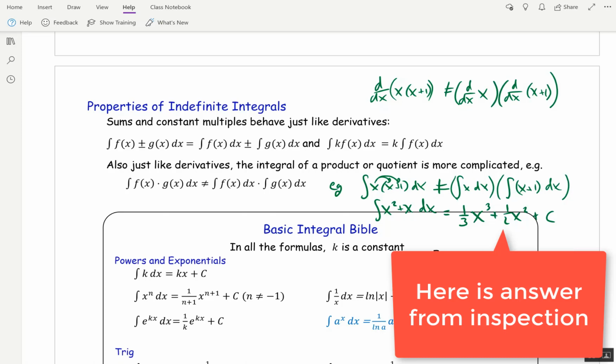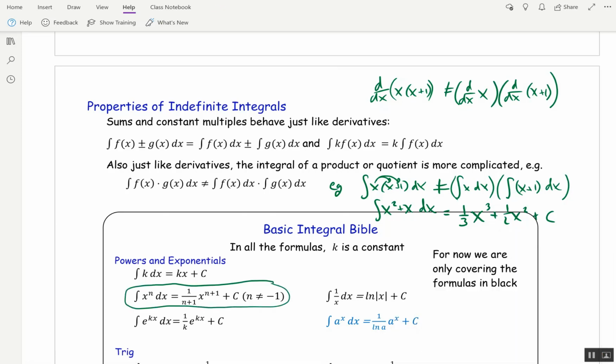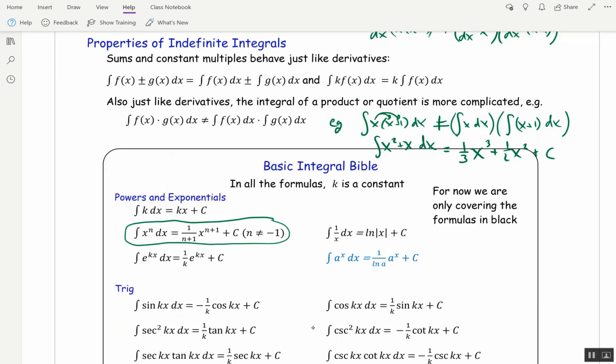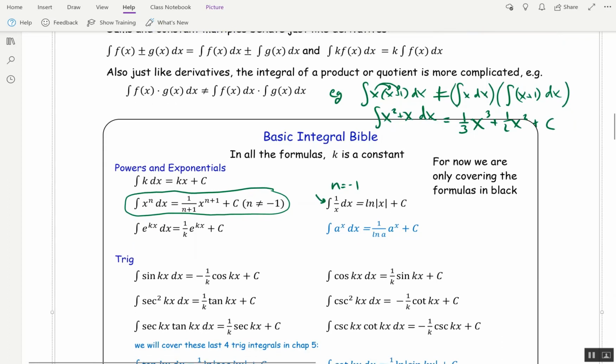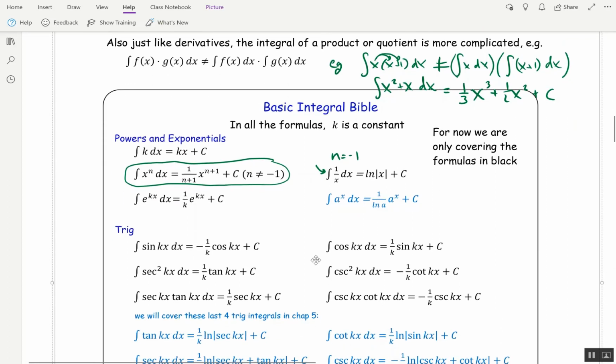So that is an example of the power rule. That's how we integrate powers. The integral of x to the n dx is 1 over n plus 1 times x to the n plus 1, as long as n is not equal to negative 1. The n equals negative 1 case is this. It would be the integral of 1 over x dx, and that's natural log of the absolute value of x. You have to memorize every single integral in this Bible. The light blue ones we'll cover later, but for now, you need to memorize this.